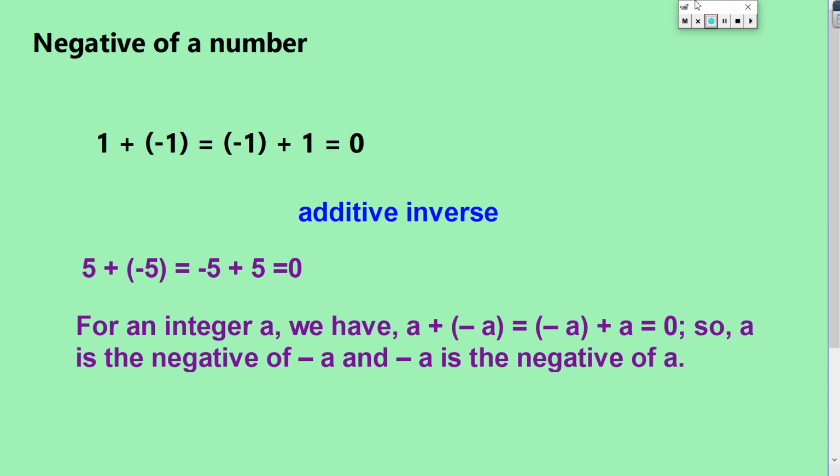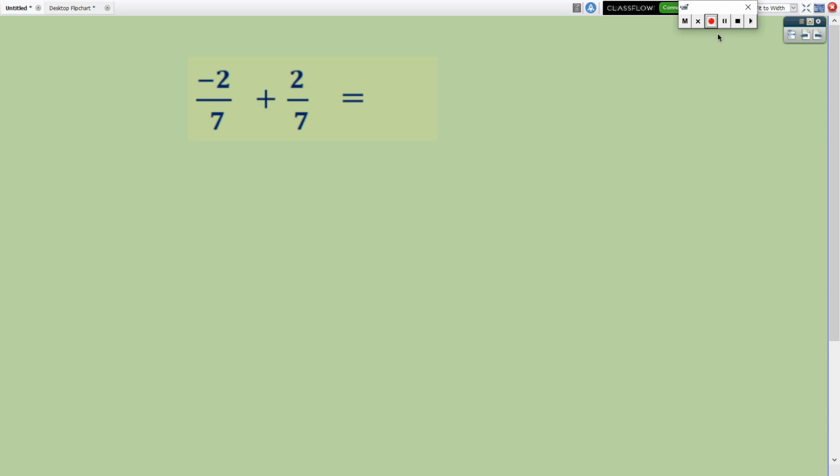Now what about rational numbers? What is negative 2 by 7 plus 2 by 7? Do find it out. Here the common denominator is 7. The numerator is equal to negative 2 plus 2. That is 0 by 7. 0 by 7 is equal to 0. Now what about 2 by 7 plus negative 2 by 7? That also you are getting 0.